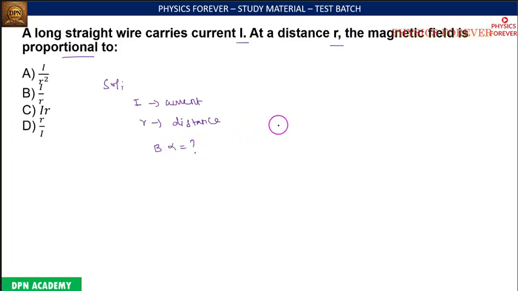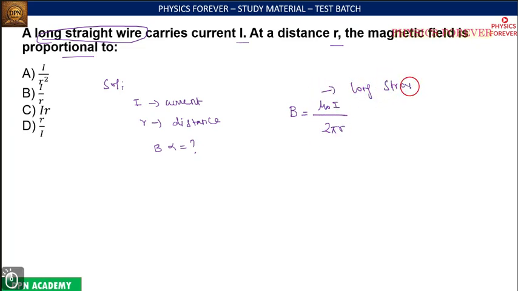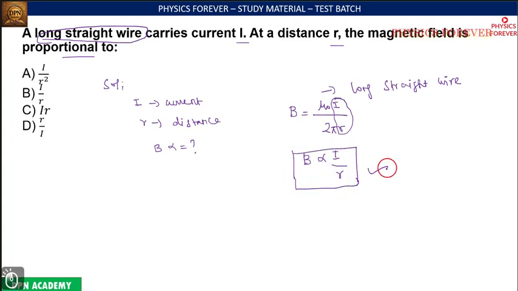So we know the formula for Biot-Savart's law. Here, as we said earlier, there should be two results. For a long straight wire, the final result is B is equal to mu naught I by 2 pi R. This is for long straight wire. Okay, most important result. Another one is the circular loop. Here B is proportional to I by R. So this is given in the question. So what is the correct answer? Option B is correct. Okay.